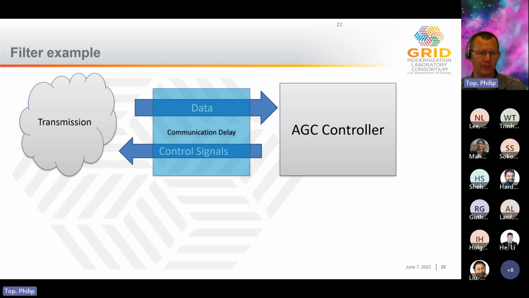And you can do this without really changing anything on the transmission federate or the AGC controller, just by adding a filter, perhaps in a different federate or a different location. And this allows you to delay or even drop some sort of signals.